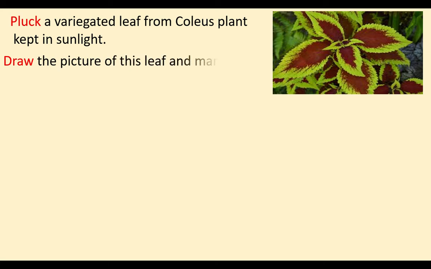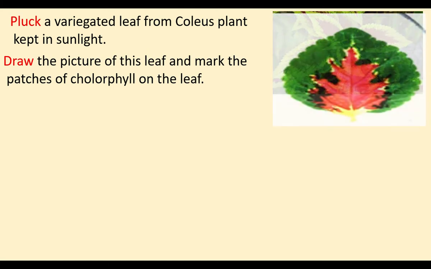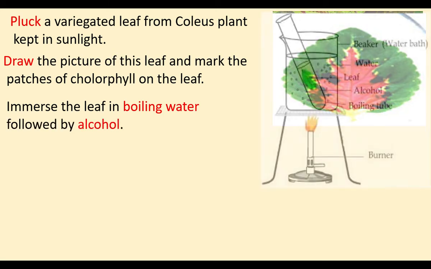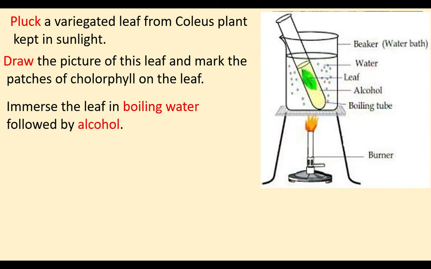Draw the picture of the leaf and mark the patches of chlorophyll on the leaf. This is the diagram of the picture of the leaf. Here the chlorophyll areas are marked. Immerse the leaf in boiling water followed by alcohol. Leaf is immersed in boiling water and then alcohol.